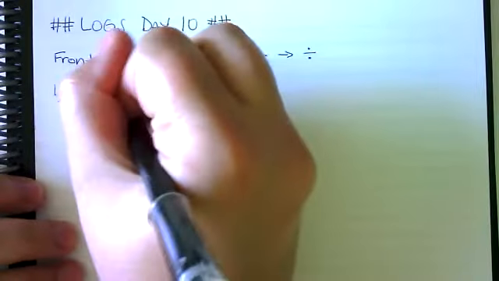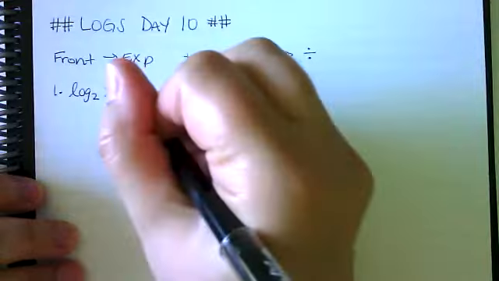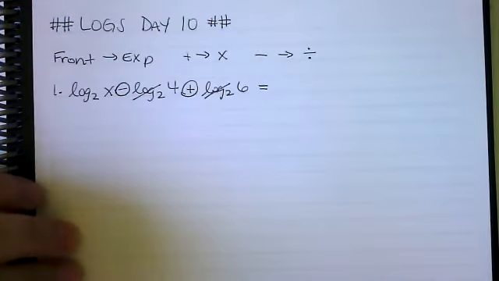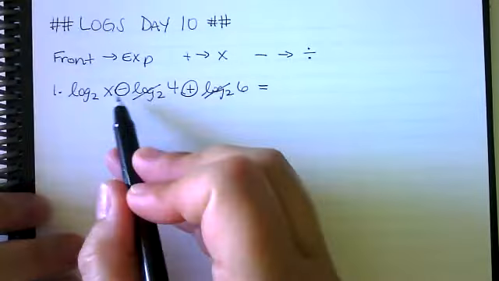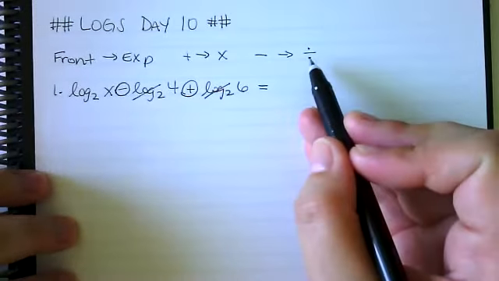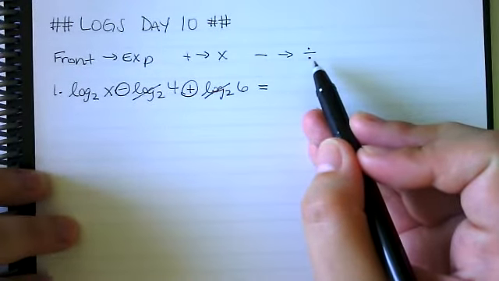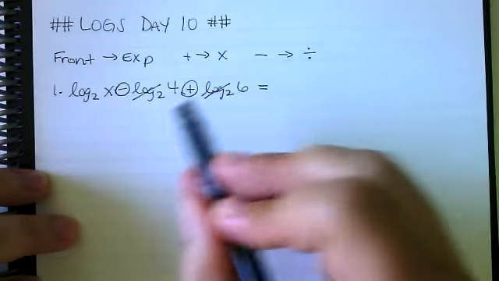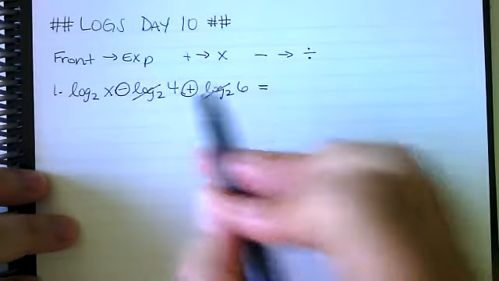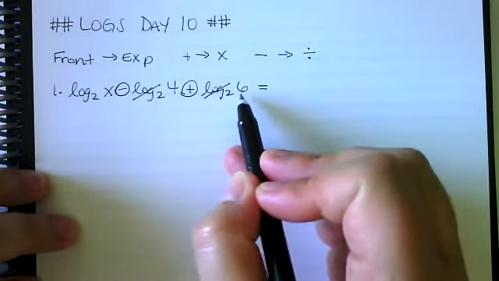So look at your operations in here. Get rid of those extra logs. Okay, so anything that is subtraction is going to turn into division. And remember what I said in Logs Day 8. Anything that is being subtracted means that it's going to go in the denominator. Anything that's being added means that it's going to go in the numerator.